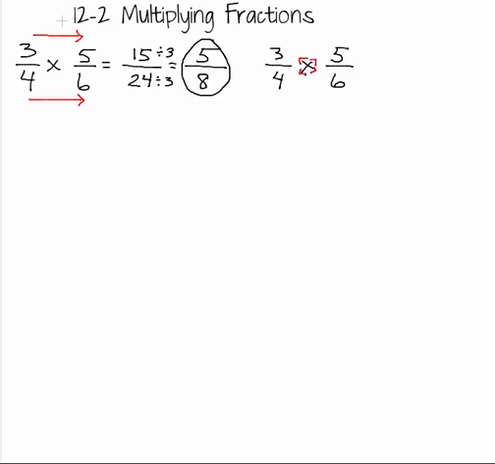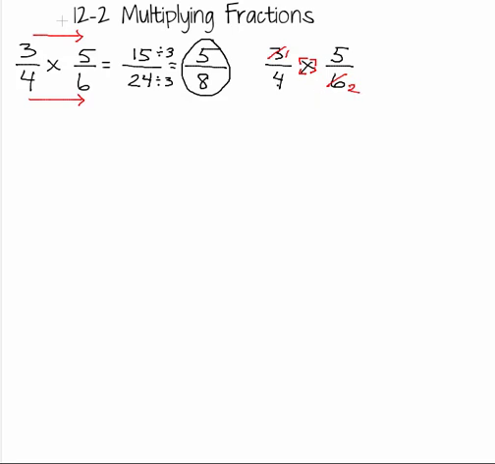I like to think of it as these are the crosses. Those are little arrows I'm drawing. Instead of reducing numerators and denominators, we're going to go across to reduce. So we're going to look at the 3 and the 6. Can we reduce these two numbers? Is there a number that goes into both 3 and 6? Well, yeah, 3. 3 goes into both, so watch this. 3 goes into 3 one time, and 3 goes into 6 2 times.